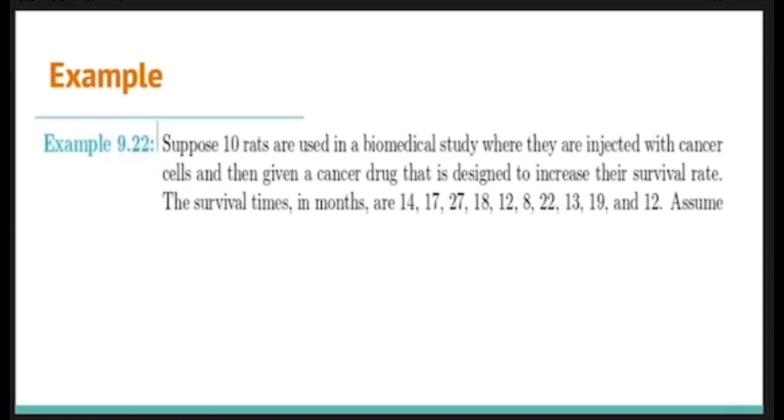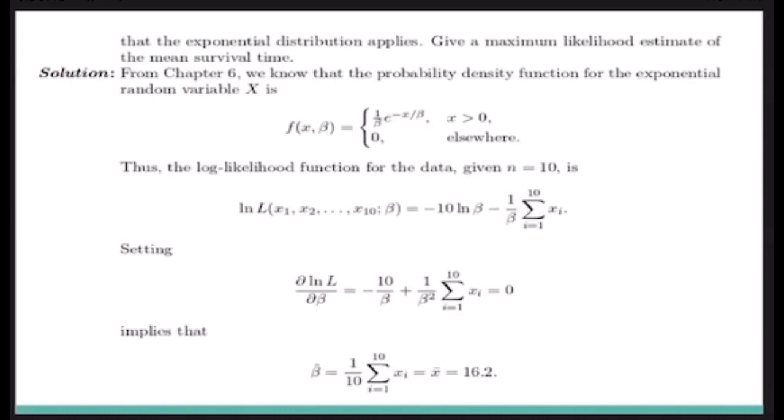Take a look at it. Suppose 10 rats are used in a biomedical study where they are injected with cancer cells and then given a cancer drug that is designed to increase their survival rates. The survival times in months are given as this. And they said, assuming that the exponential distribution applies. You remember why the exponential distribution applies? I told you the other time, the exponential distribution is used to model waiting time before the occurrence of an event. Survival time is that. Does that make sense?